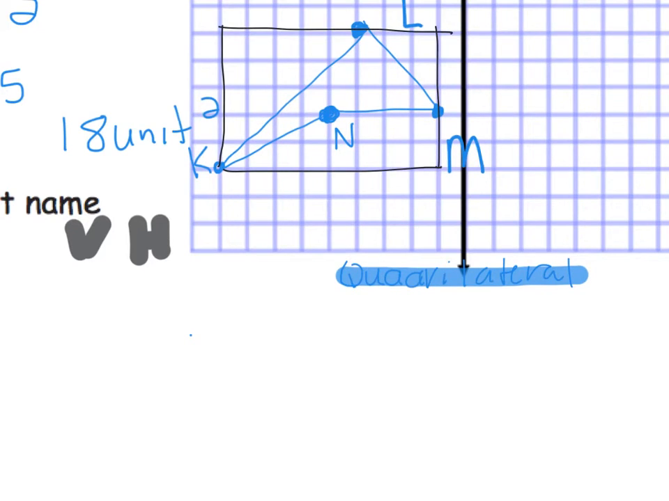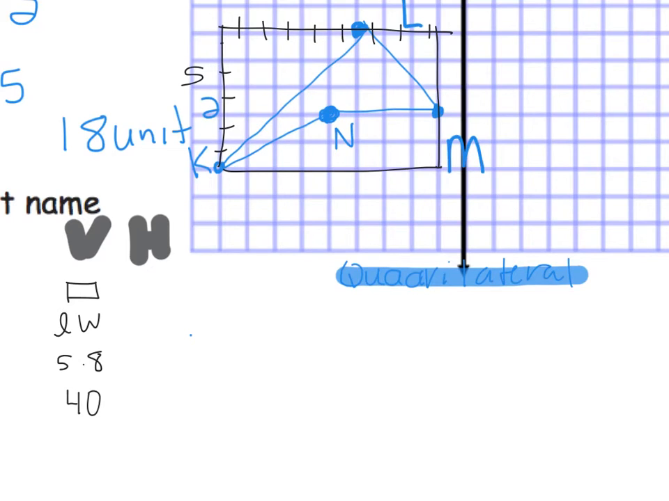So there might be another way to split it up, but for me I just want to show you this way. So I'm going to first find the area of the rectangle. So length times width. I'm going to count 1, 2, 3, 4, 5. So that is 5. And then my width 1, 2, 3, 4, 5, 6, 7, 8. So 5 times 8 is 40.